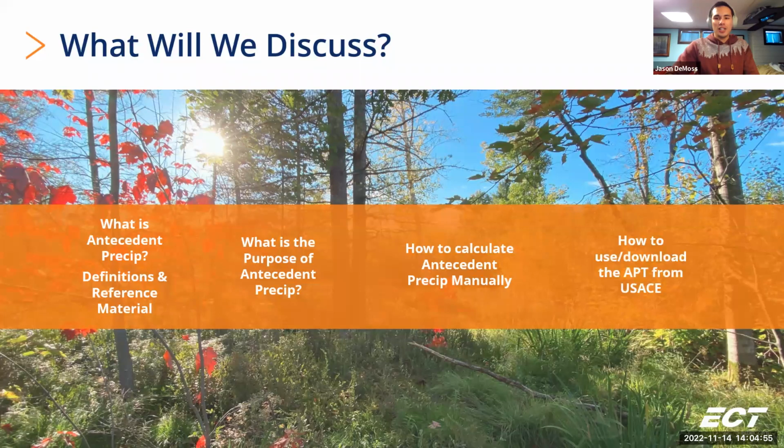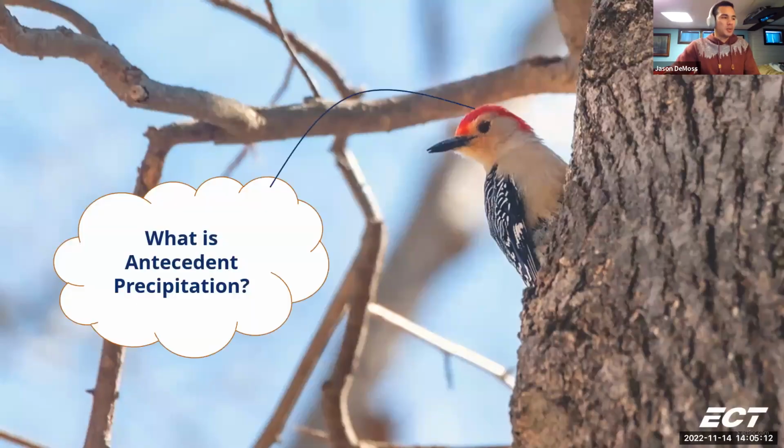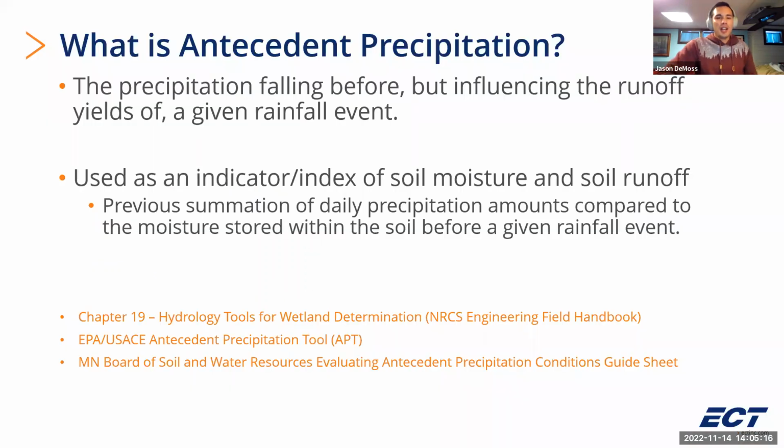And actually the US Army Corps of Engineers has their own tool, called the Antecedent Precipitation Tool. It takes the heavy work out of calculating it manually, so that it does it for you. And so, I'm sure you all are wondering, what is antecedent precipitation? It is the precipitation falling before but influencing the runoff yields of a given rainfall event.